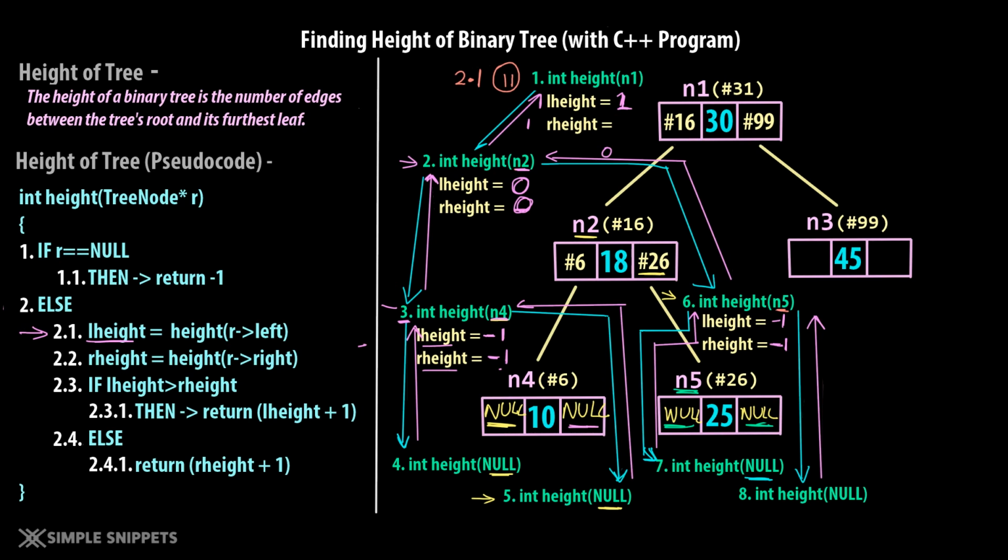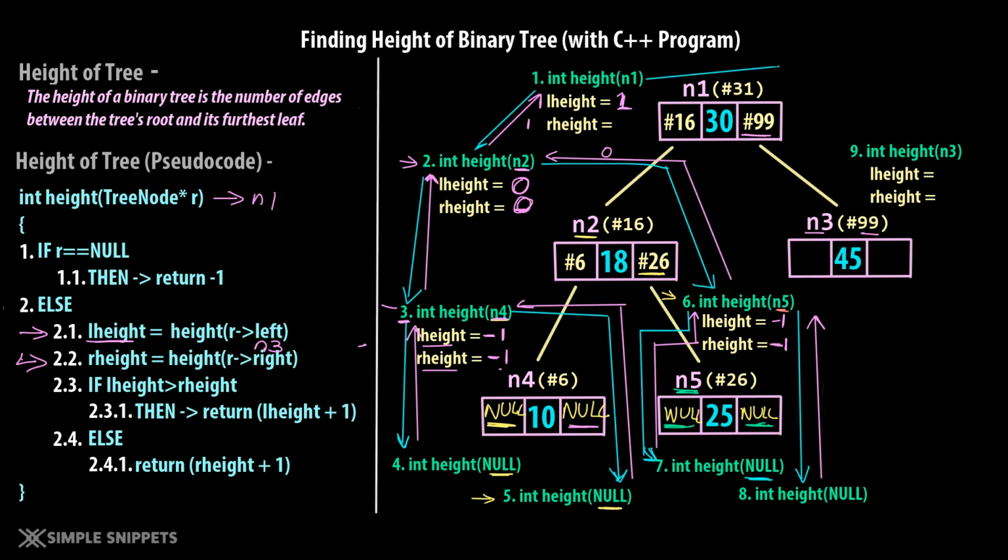And now the first function call will resume its operation from step number 2.2. So for the first function call, what is the r value? R value is nothing but n1. We are resuming with 2.2, and we are saying r height equals to height. So again a function call is given, which is the 9th function call, but this time we are saying r of right. R, as I mentioned, is n1 for the first function. What is there to the right of n1? You can see #99, which is the address of n3. So you are passing n3 over here.